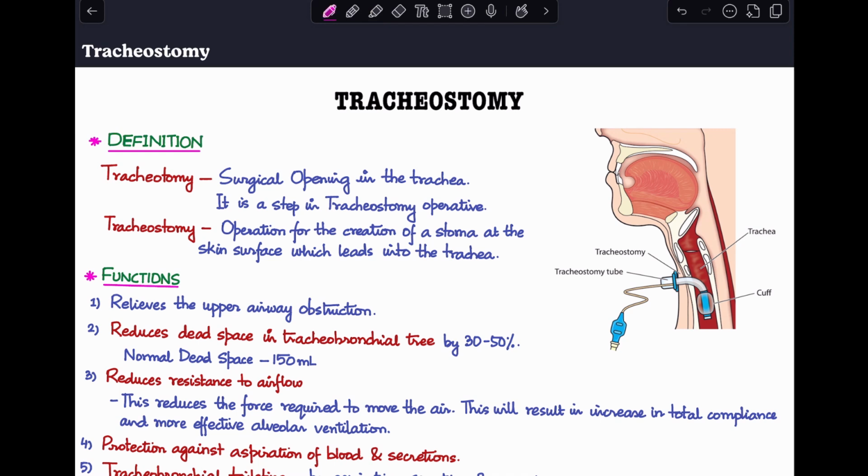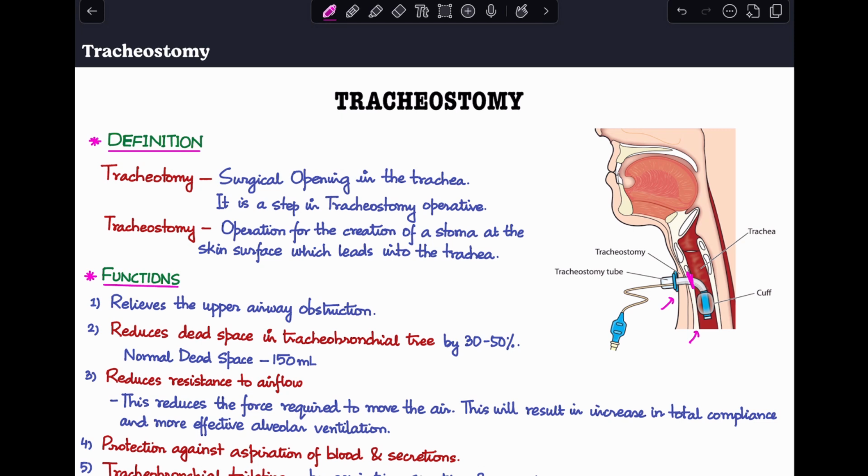Now, if we look at the image here, this is what a tracheostomy looks like. The tracheotomy is, if we see this is the trachea over here, if we just make an incision, a surgical opening in the trachea, that part is called tracheotomy. So, tracheotomy is actually one of the steps in the surgery tracheostomy.